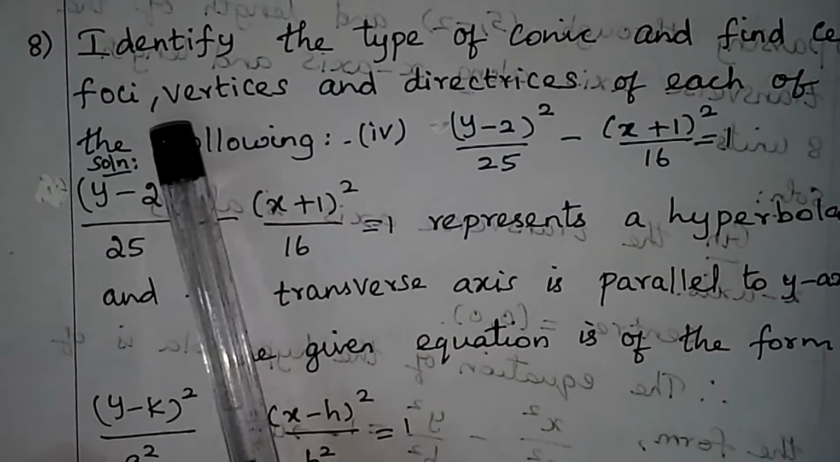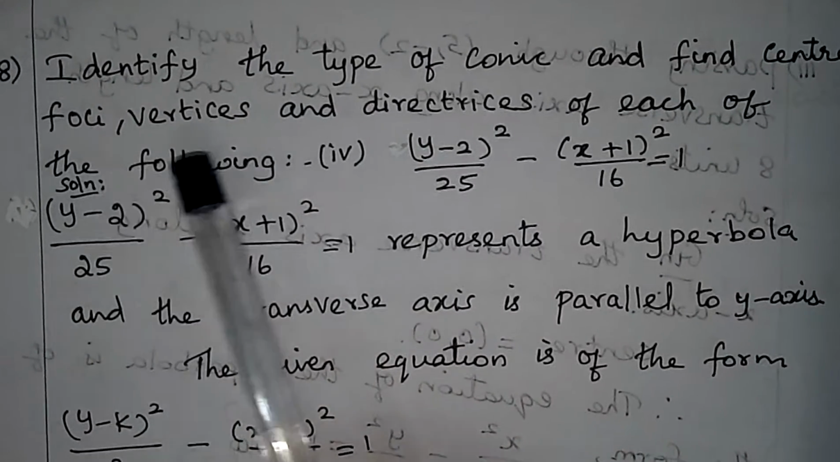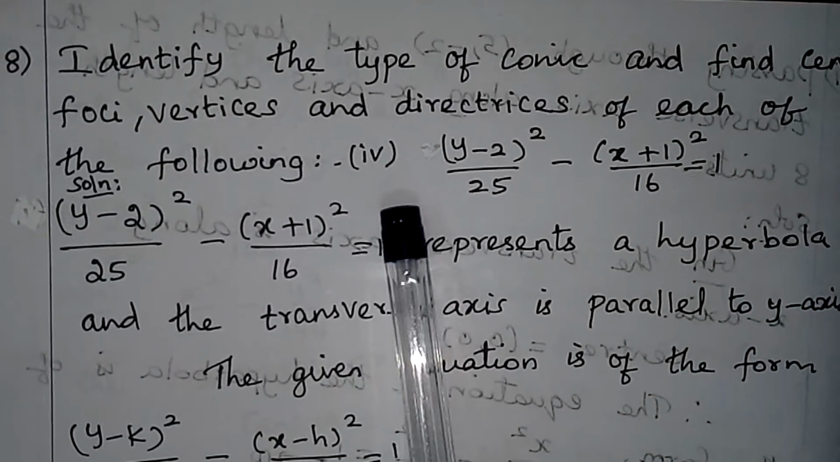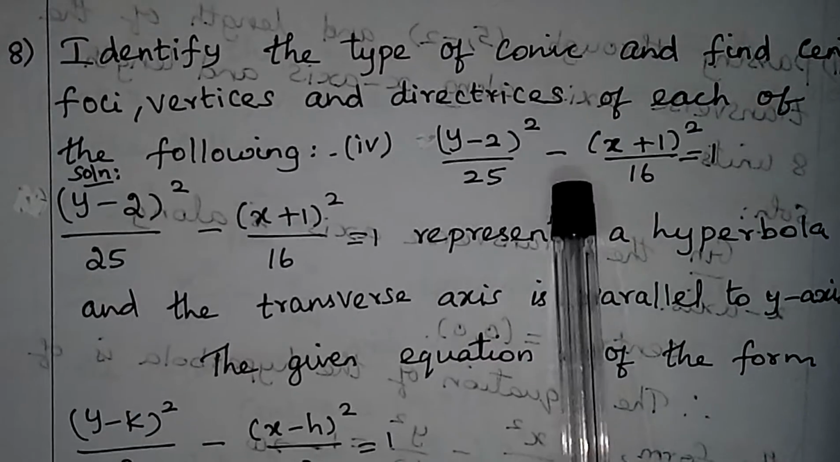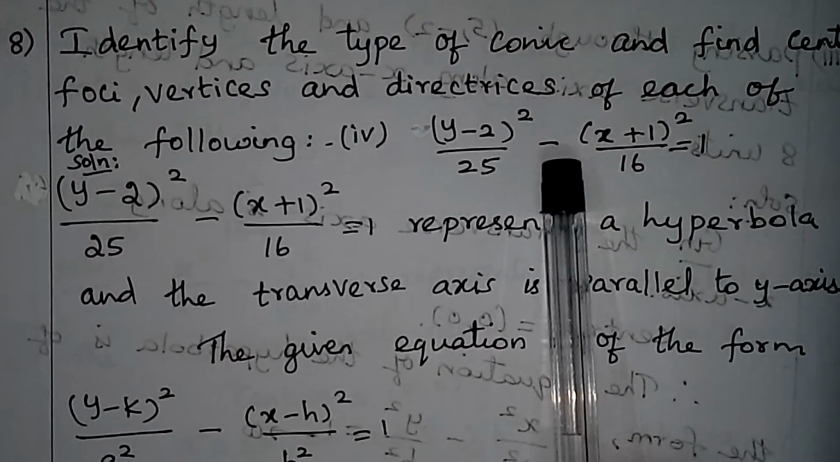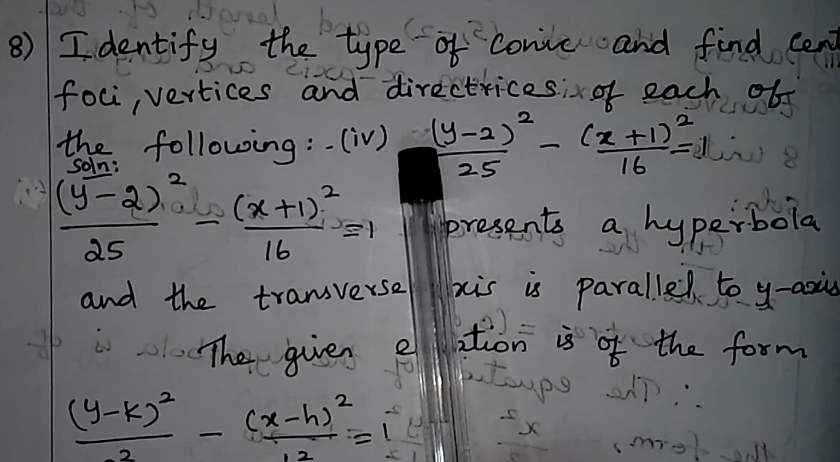Question number 8. Identify the type of conic and find center, foci, vertices and directrices of each of the following. Fourth subdivision. First we have to identify the conic. Here also we have minus in between, so it will be a hyperbola. And we have y first, so it will be of second type.